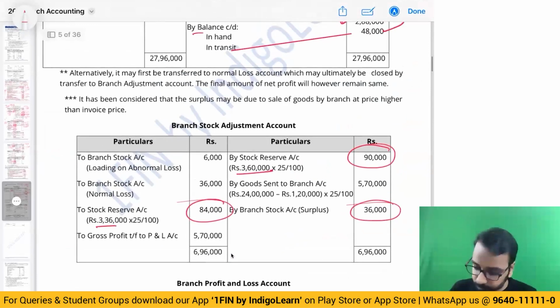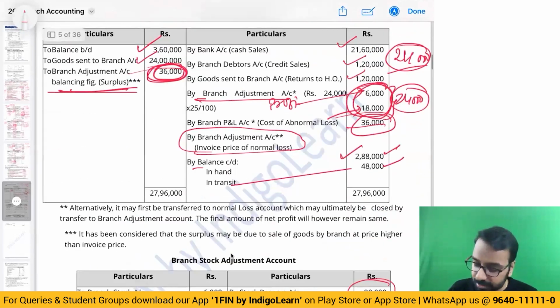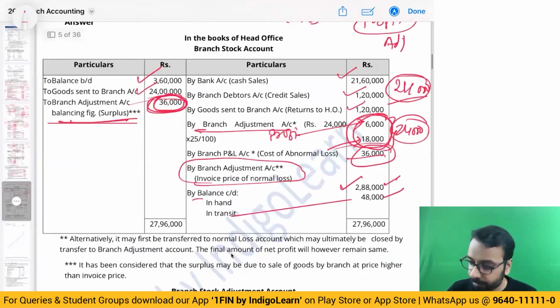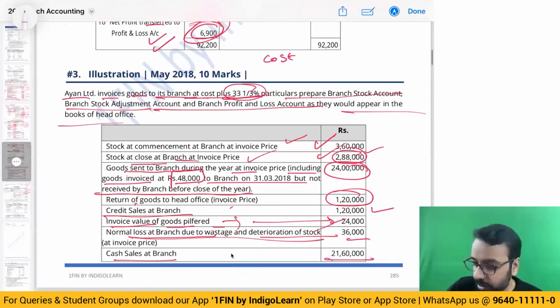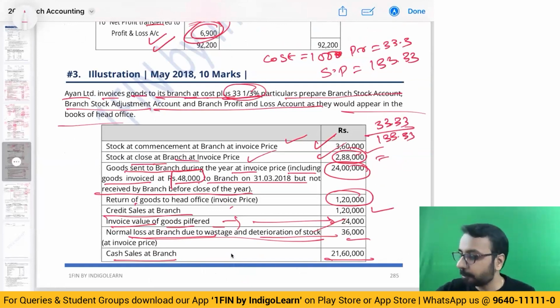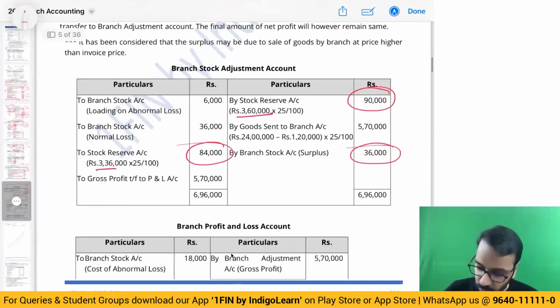Okay, then how to calculate that? They have said cost plus 33. So if cost is equal to 100, profit is equal to 33.33, selling price is equal to 133.33. So profit, if you have to calculate, 33.33 divided by 133.33, that gives you 25%. Okay, so you can calculate the stock reserve.